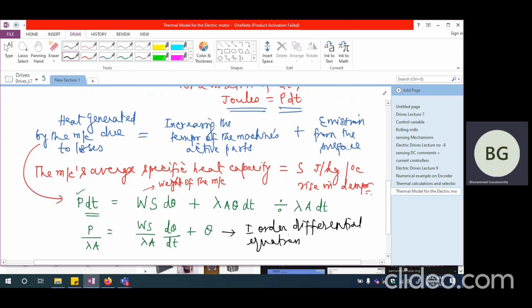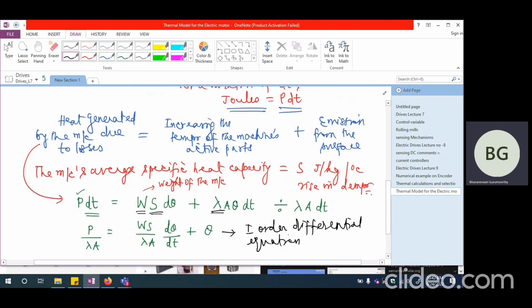So this is an approximate equation that we have taken because we are not really talking about specific heat capacities of different portions of the machine. We are talking about the entire weight of the machine lumped into one single unit. So that is W kg. Specific heat capacity is going to be S. And even the surface material we are assuming is one single material that is being used on the surface. And that is actually lambda.